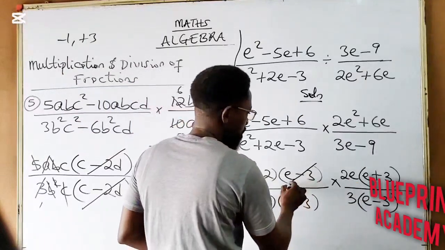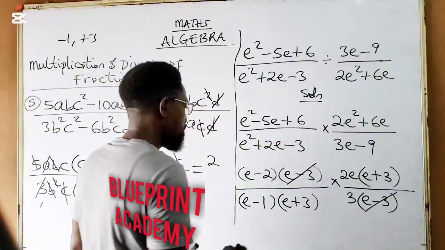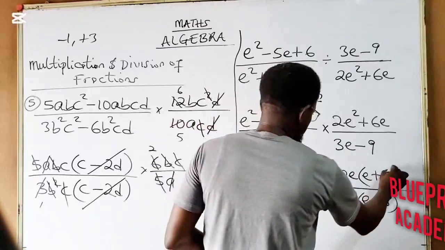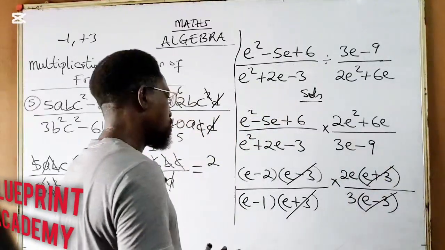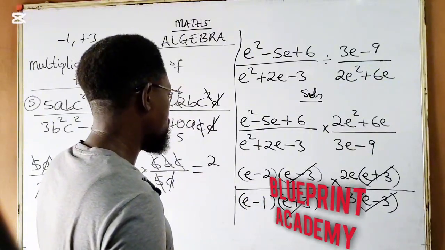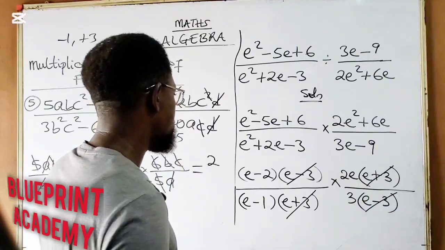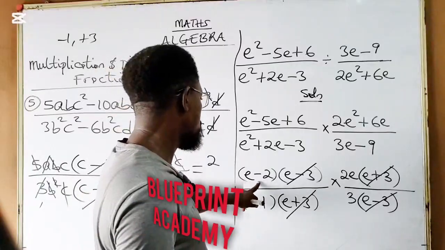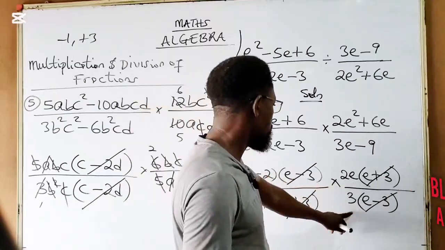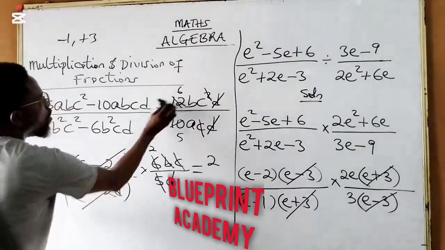The e minus 3 in the numerator cancels the e minus 3 in the denominator. Then the e plus 3 in the denominator cancels the e plus 3 in the numerator. So look at that again. Let's see if there's anything else that can cancel. We see that there's nothing else that can cancel there, because here is e minus 2 and here is e minus 1, which cannot cancel. Then here we have 2e, and then we have 3. So what I need to do is just open up.